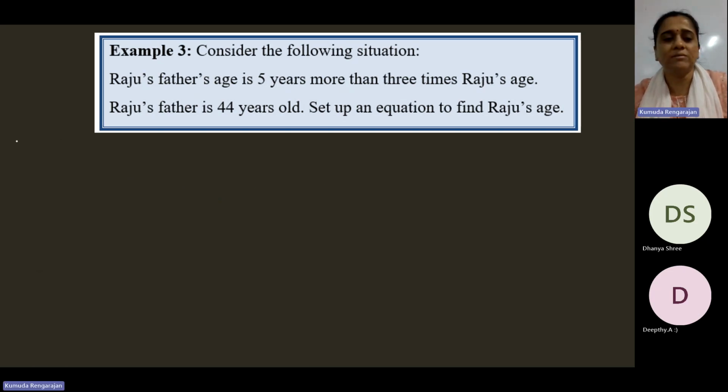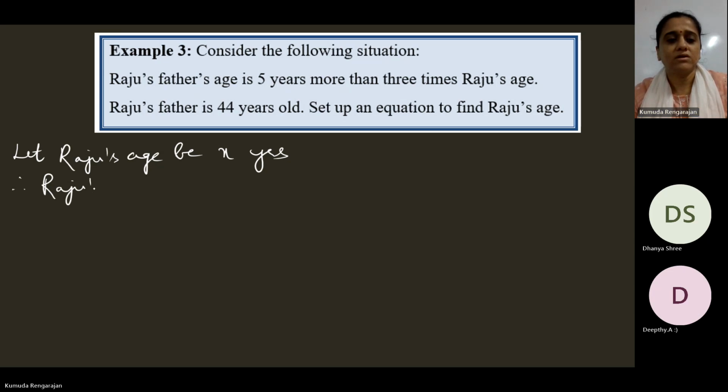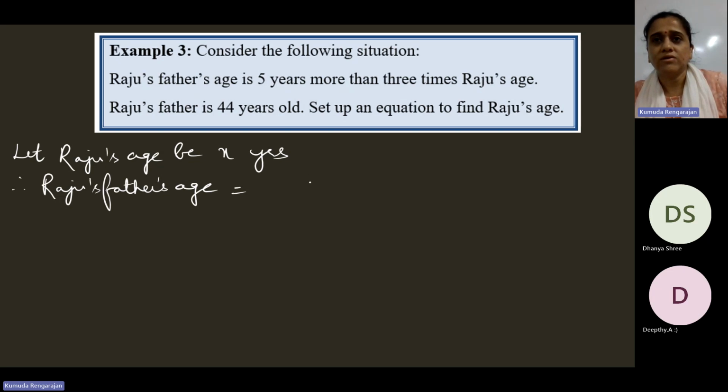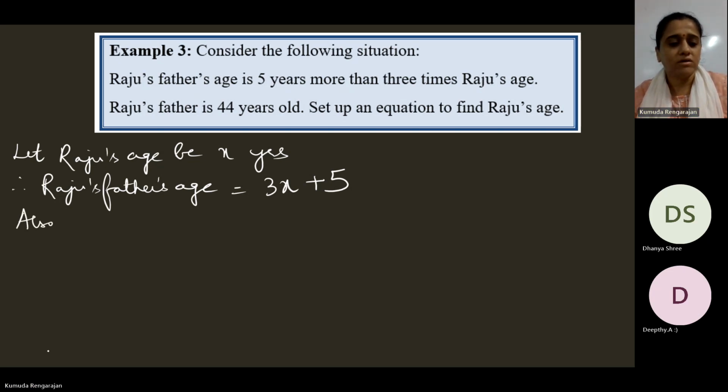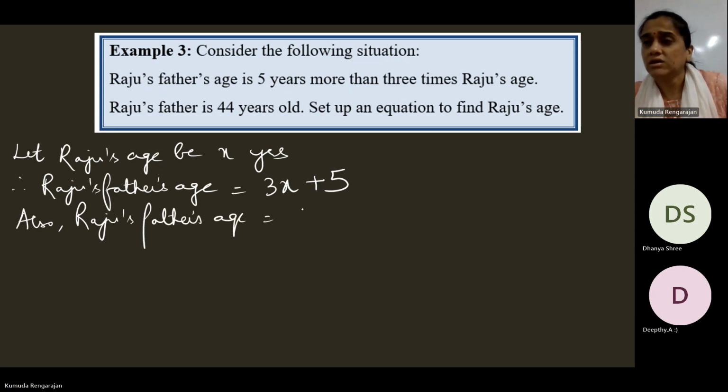Now tell me, now that you know, let Raju's age be x years. Then, therefore, Raju's father's age is equal to 5 more than 3 times Raju's age. Also, Raju's father's age is equal to 44.